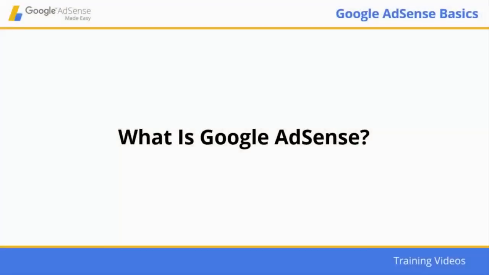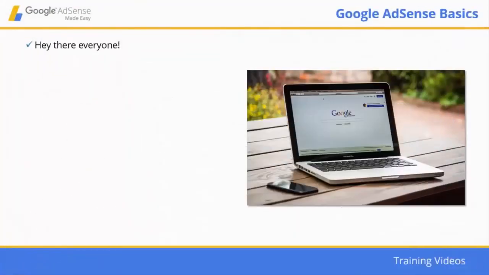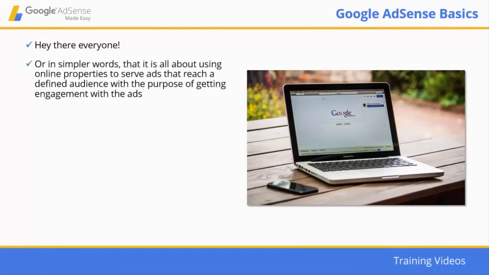What is Google AdSense? Hey there everyone! So we talked about what online advertising actually is in our previous video. And we happen to mention that for all intents and purposes, it is all about generating revenue through targeting placements with ads. Or in simpler words, that it is all about using online properties to serve ads that reach a defined audience with the purpose of getting engagement with the ads.